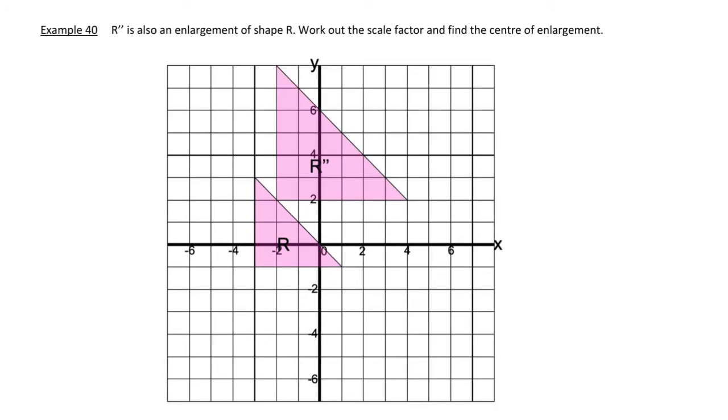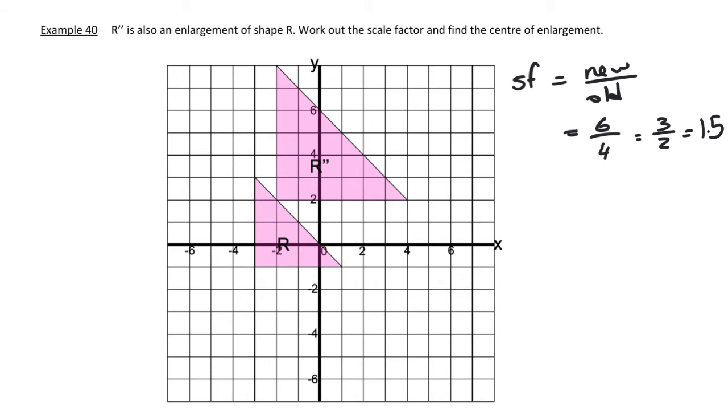Example 40, R double dash is also an enlargement of shape R. Work out the scale factor and the centre of enlargement. So to work out the scale factor, it's going to be new divided by old. So what we can do is work out the length of the new shape. So let's go for the height, and that'll be 1, 2, 3, 4, 5, 6 squares divided by the corresponding length, which is 1, 2, 3, 4. So it's going to be 6 over 4, which is 3 over 2, or 1.5. So the scale factor is 1.5.